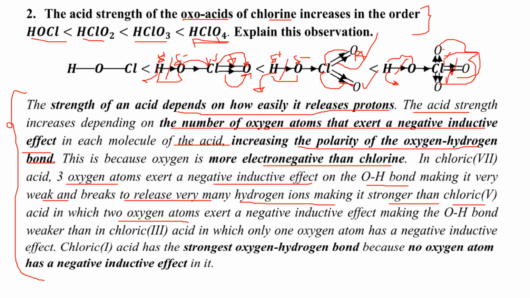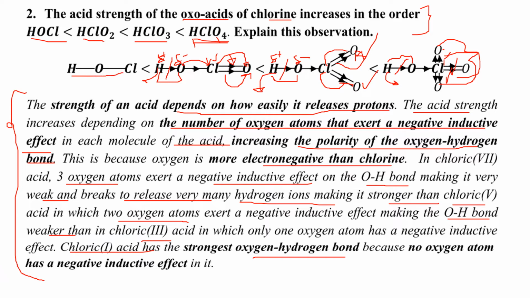I've told you, the negative inductive effect is going to increase with an increase in the number of oxygen atoms. So that means that an oxo-acid that has the highest number of oxygen atoms is going to have the highest acidity, as compared to one which has very few oxygen atoms. This makes the oxygen to hydrogen bond weaker than in chloric 3. And by doing so progressively, we reduce what we call acidity. Now we are saying that chloric 1 acid has the strongest oxygen to hydrogen bond. And why is that the case?